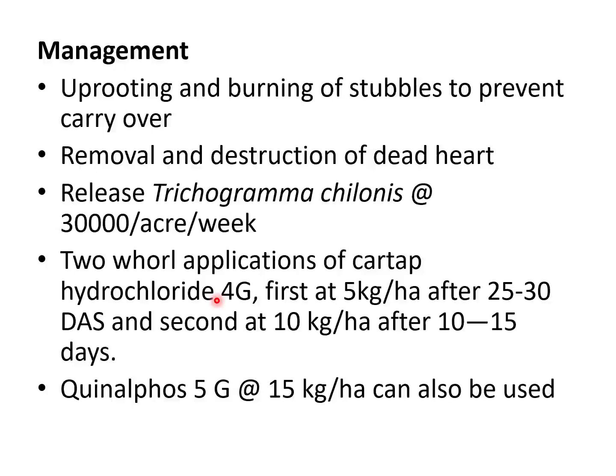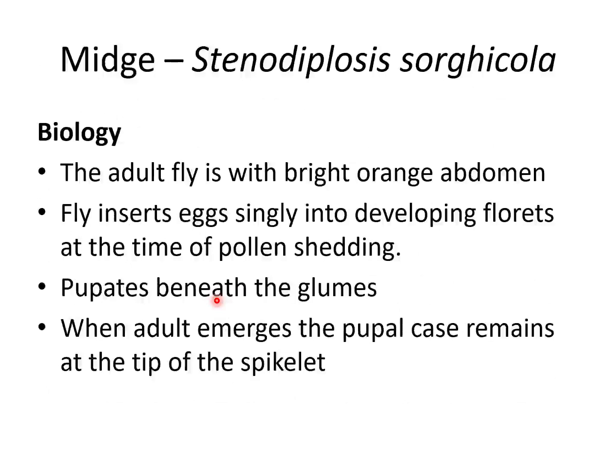Another insecticide, a granular formulation of quinalphos, can also be used, recommended at the rate of 15 kg per hectare. So the first strategy should be to collect and destroy the stubbles, collect and destroy any plants with dead heart, release trichogramma, and apply granular pesticides such as cartap and quinalphos in the whorl. Cartap needs two applications: one 25 to 30 days after sowing, and the second 10 to 15 days after the first application.